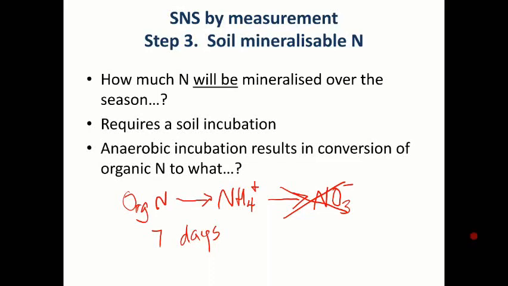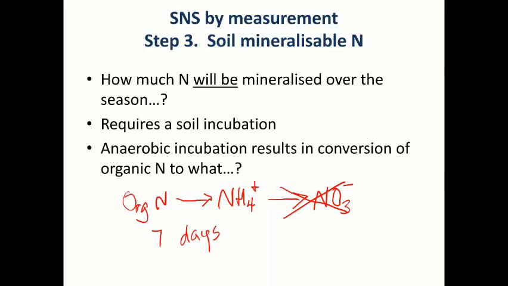So the laboratories have sort of done hundreds or thousands of these samples over the years, and they have a pretty good idea how to interpret the results of a 7-day incubation and convert it into what will be mineralized over a typical growing season. So with those 3 steps, you come up with a number of what is the soil nitrogen supply from a given soil.